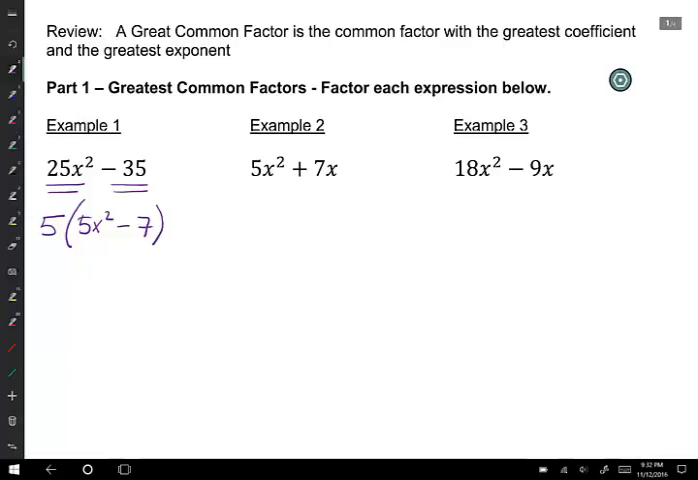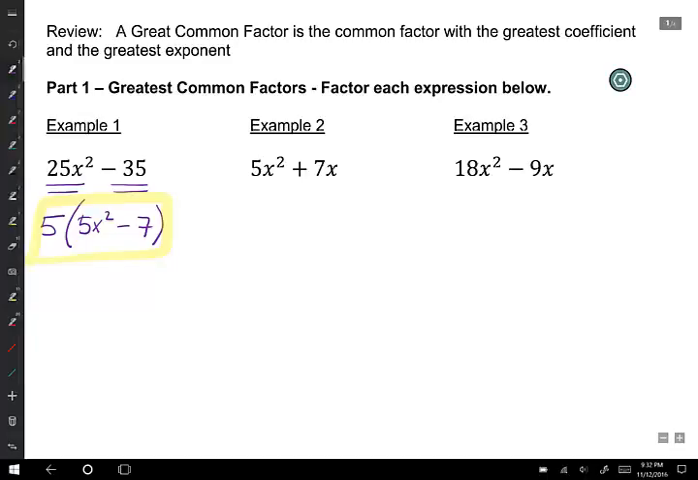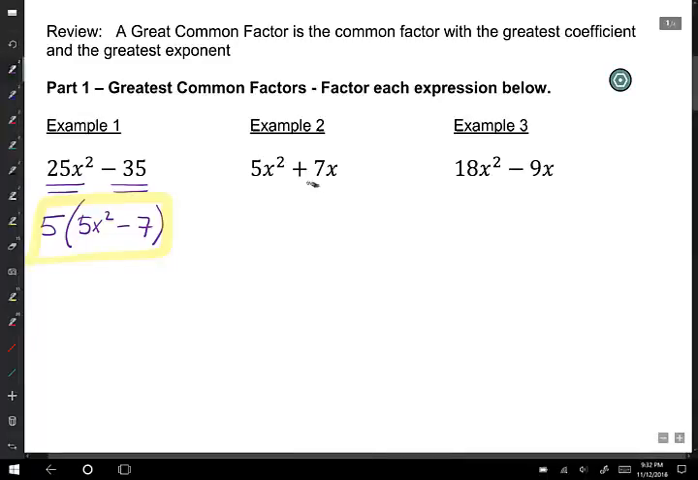And so there it is. That is our factored form of our problem. We took out a GCF of 5, leaving us with an inside factor of 5x squared minus 7. Let's take a look over here at example 2. We can't take a number out on example 2, but we can take out an x as a greatest common factor. So x times 5x equals 5x squared, and x times 7 equals 7x. So once again, that is going to be our solution for factoring out a greatest common factor.